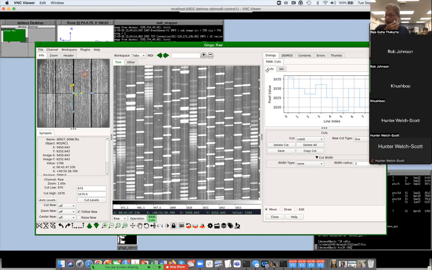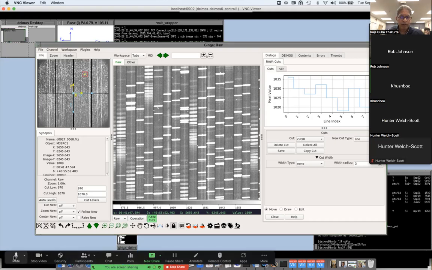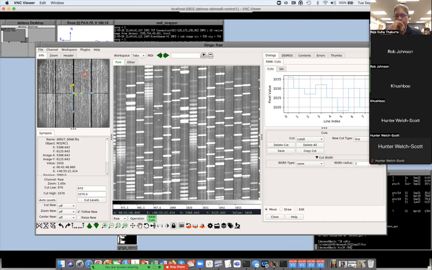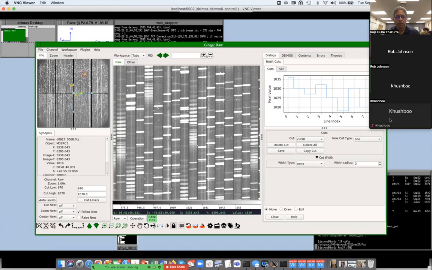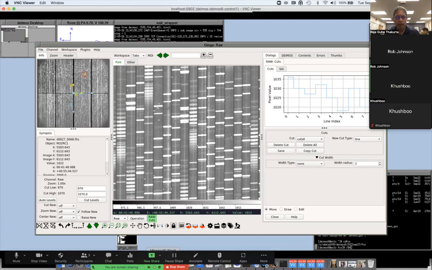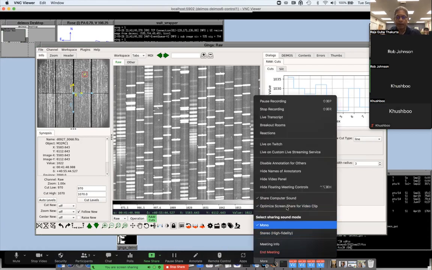Second 20-minute exposure going, okay. Hey, Kushbu, where are you connecting from? Rob, I'm probably going to stop the recording now. But let me know if you have questions.